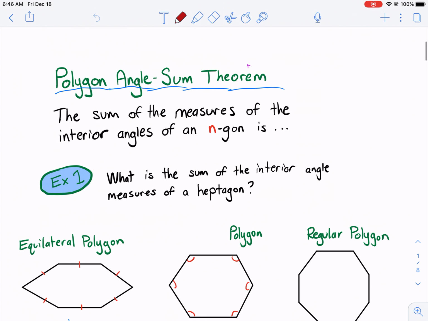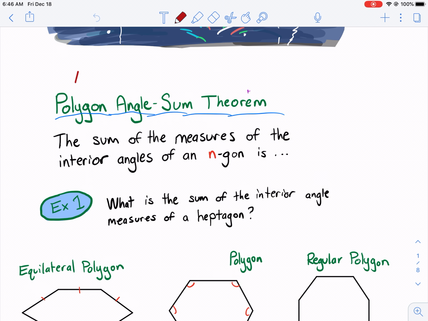One, polygon, that's a shape, a closed shape with three or more sides. So a polygon could look like something like this. It doesn't have to be a regular shape, a typical shape. I'm not using those synonymously, I'm using them additively. So that's a polygon. And then angle sum means the sum of their angles.